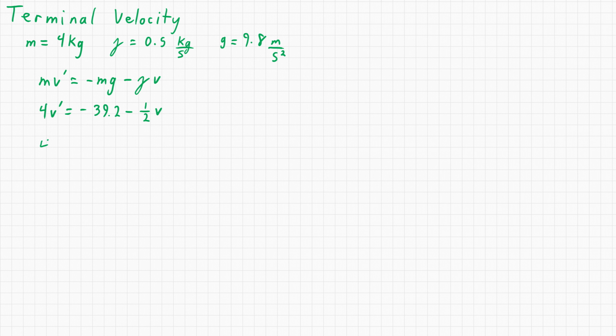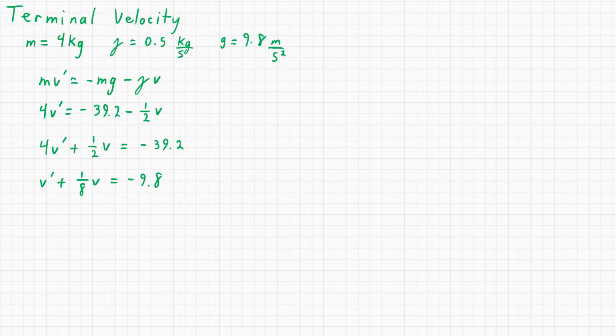So this is going to change into 4v prime plus 1/2 v is equal to negative 39.2. All right, and then for the integrating factor, we have to get it into the form where it's just v prime plus something times v. So we're going to divide everything by 4. So we get v prime plus 1/8 times v is equal to, this number was negative m times g, and so if we divide by the mass m again, we're just going to get negative 9.8.